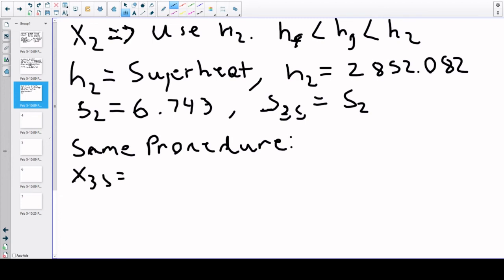And right here I just write out all the values. And so here we have X3S is 0.8054, and H3S is equal to 2109.34, I think.